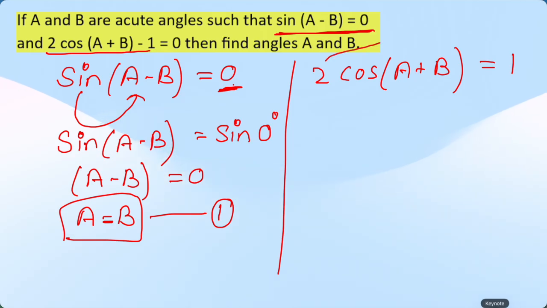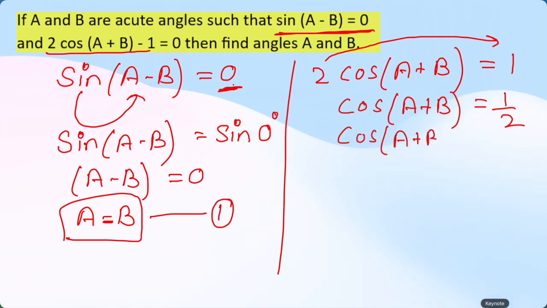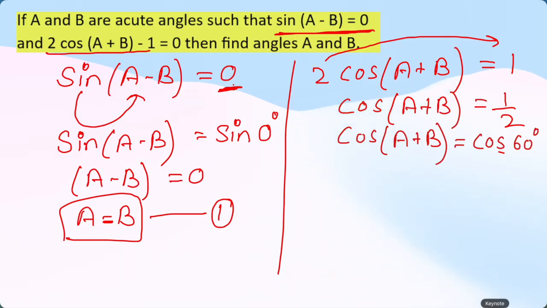We will shift this 2 to the right hand side, so it will become the denominator. It will be cos of A plus B equals 1 by 2. Again, we have to check what angle of cos gives us 1 by 2, that is 60 degree. So I can write it as cos of A plus B equals cos of 60 degree. On comparing the angles, we get A plus B equals 60.